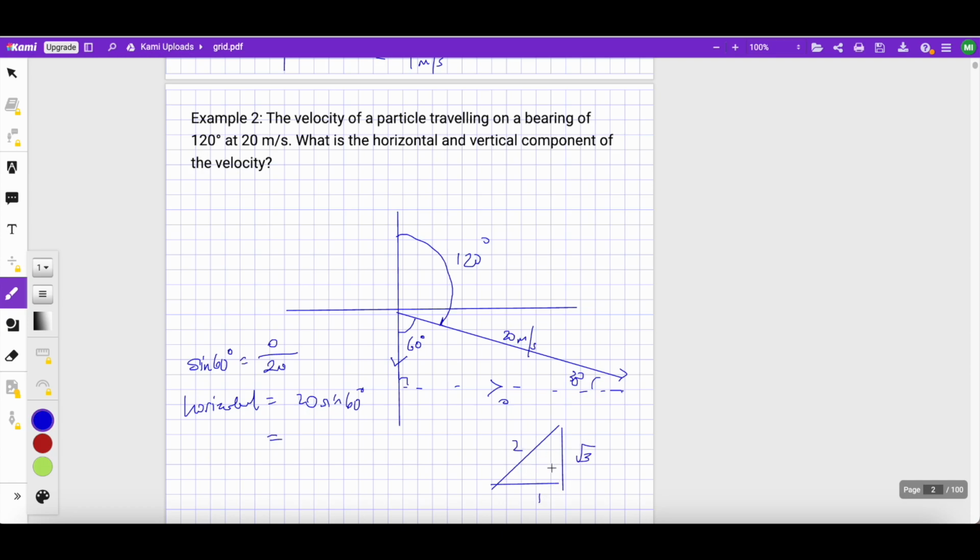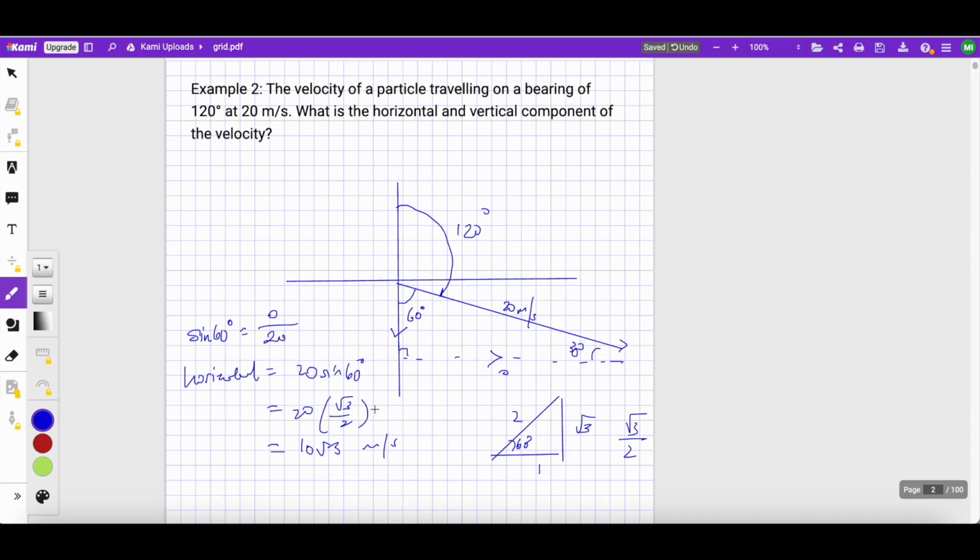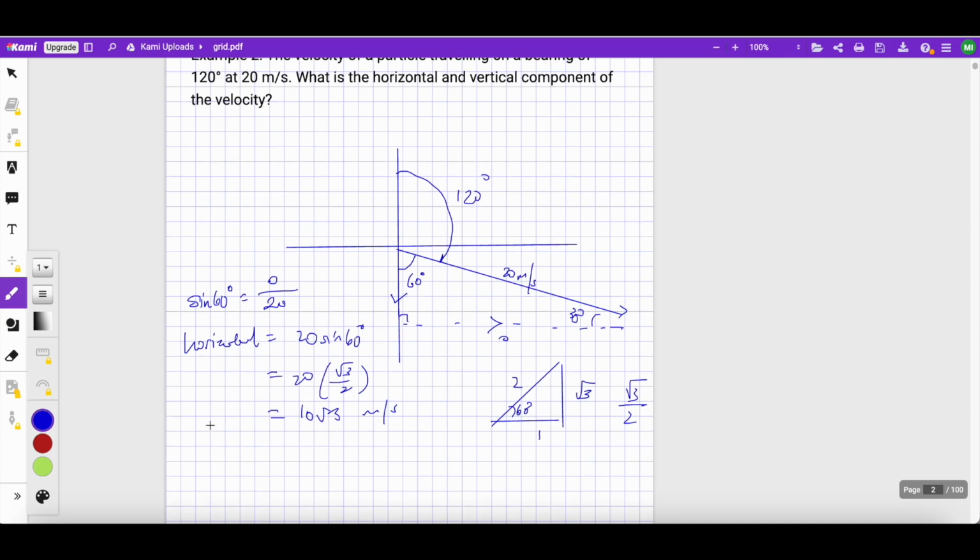1, 2, root 3. This is 60. So SOH, root 3 over 2, right? Yeah, root 3 over 2. So 20 times root 3 over 2 is 10 root 3 meters per second. That's my horizontal component. It will be a positive value because it's going to the right. Going to the right is always positive, and going to the left would be negative. Now let's work out the vertical component.